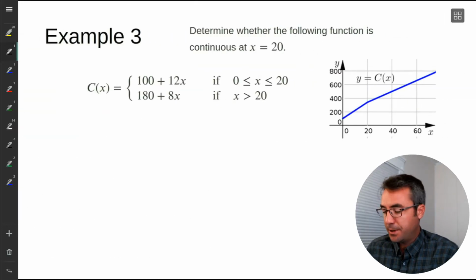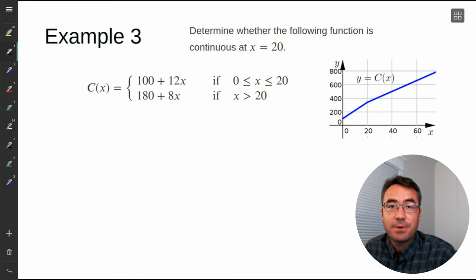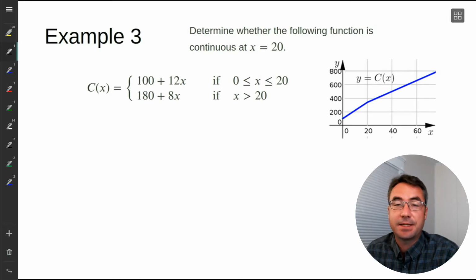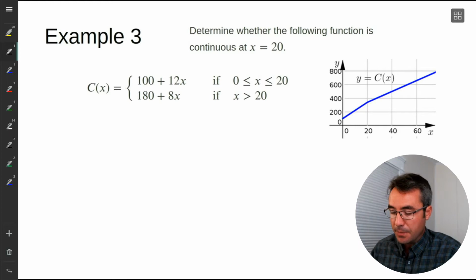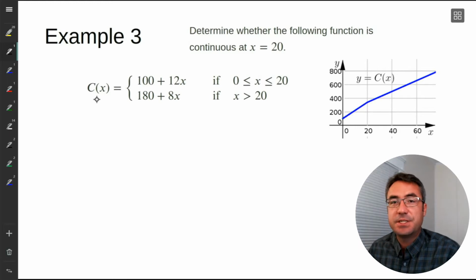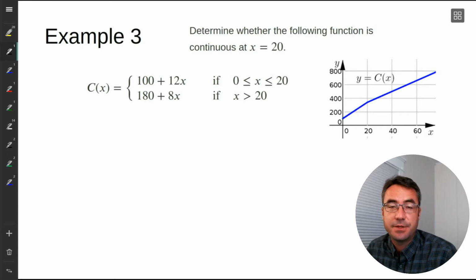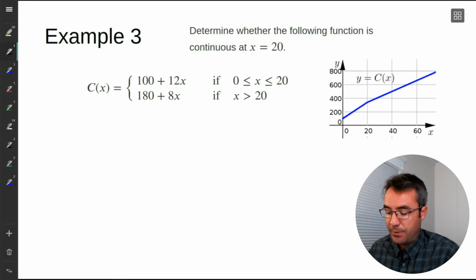So example 3, we're going to determine if this piecewise function is continuous at x equals 20. The function c of x is equal to 100 plus 12x if our input is between 0 and 20, and the function is equal to 180 plus 8x if our input is greater than 20. So this is a piecewise function, and we have these two different pieces.